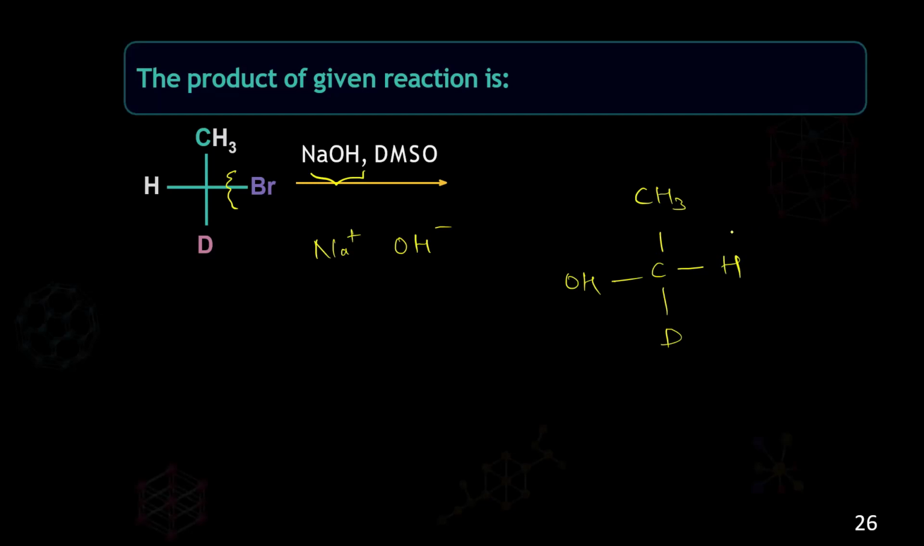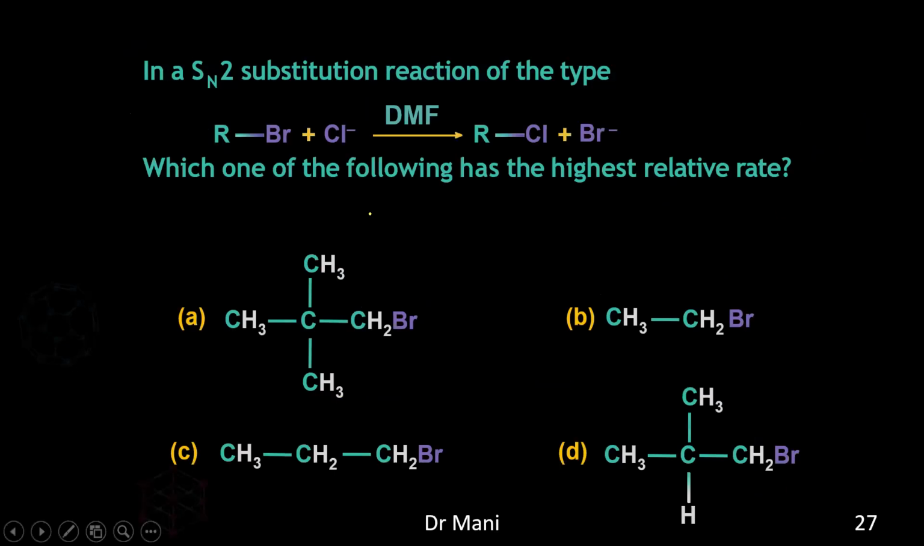So what happens in the SN2 reaction? The configuration will be inverted, because whatever the nucleophile is, it will be attacking from the backside. That's why I'm writing OH here, not in the direction where the bromine has left. Next one. So tell me this.